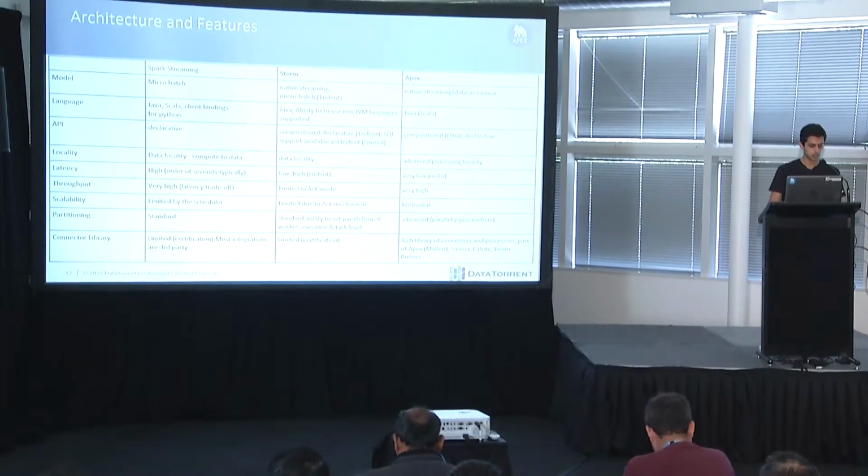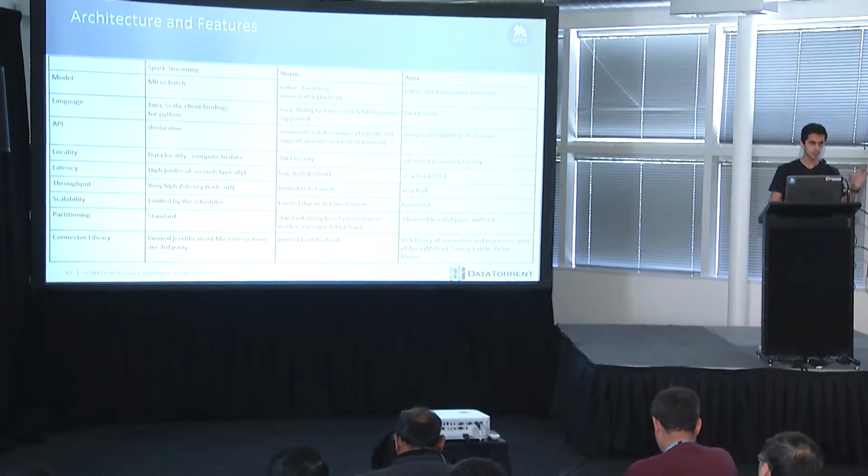In Apex, the philosophy is basically to take data to compute rather than compute to data, so you essentially can scale out better. In terms of latency, Spark Streaming is micro-batch, so you end up with order of seconds latency. Storm is very low in a no-acknowledgement mode. Trident is higher because, again, it's batches. Apex is very low. It's in the millisecond range, usually.